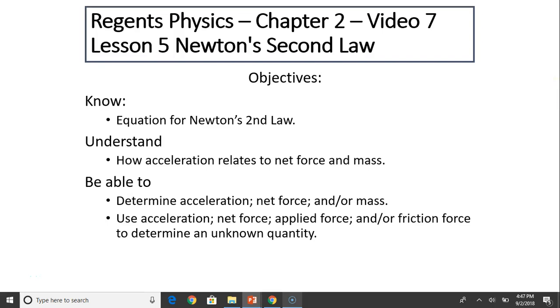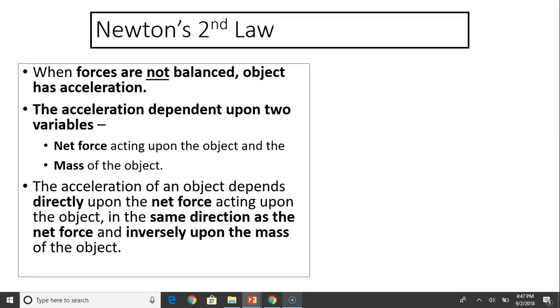This is Regents Physics Chapter 2, Video 7. Today's lesson is Newton's second law. The objectives for today are to know the equation for Newton's second law, to understand how acceleration is related to net force and mass, to be able to determine acceleration, net force, or mass, and to use acceleration, net force, applied force, and/or friction force to determine the unknown quantities.